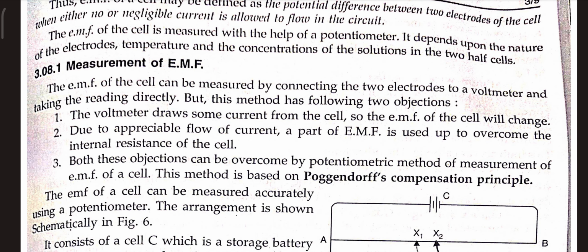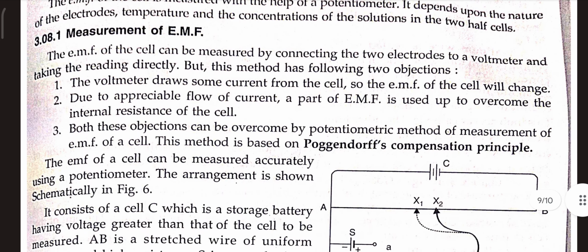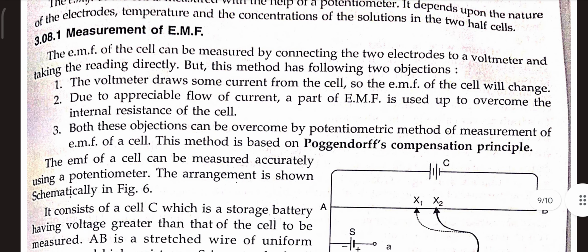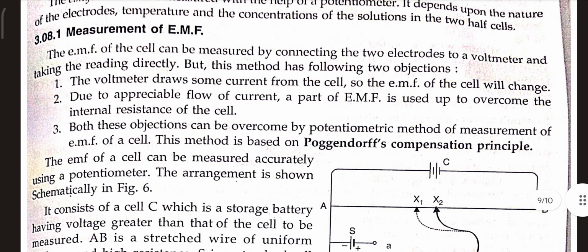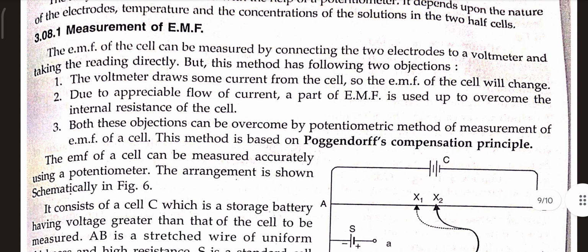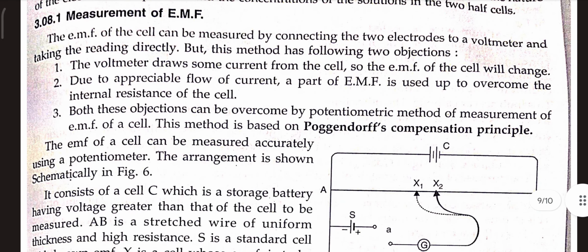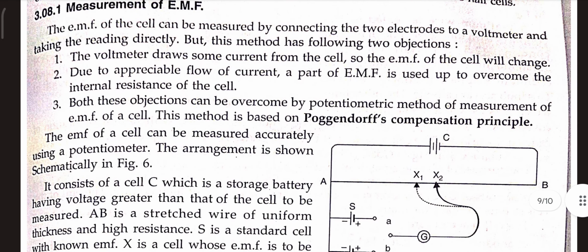Measurement of EMF. The EMF of a cell can be measured by connecting the two electrodes to a voltmeter and taking the reading directly, but this method has the following two objections. The voltmeter draws some current from the cell, so that the EMF of the cell will change due to appreciable flow of current. A part of the EMF is used up to overcome the internal resistance of the cell. Both these objections can be overcome by the potentiometric method of measurement of EMF of a cell.